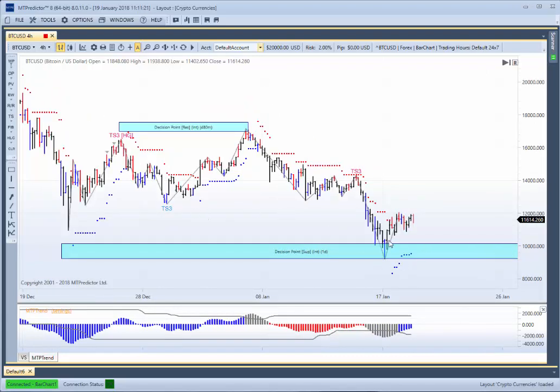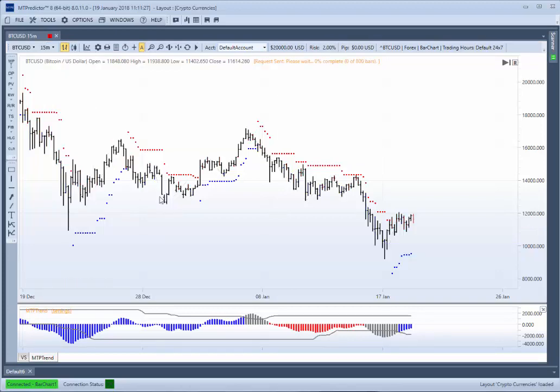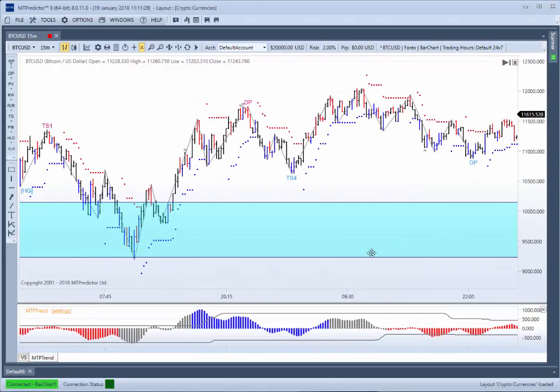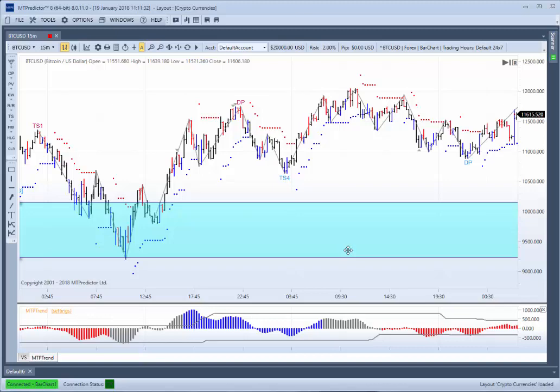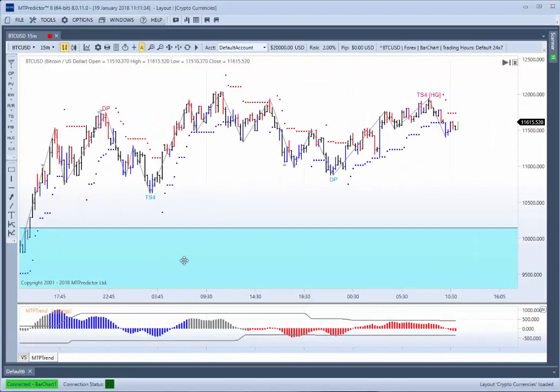Remember, this was our daily support zone. This is where we're anticipating potential support. So now if we go down to, say, a 15-minute chart, let's see what's happened off the support zone. This was a trade setup I really like the look of.